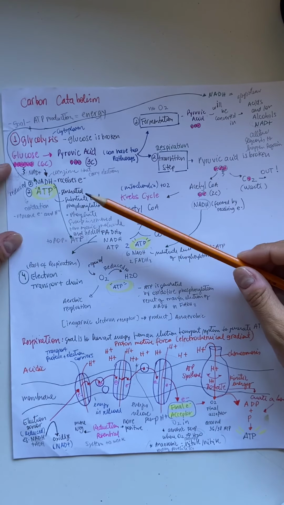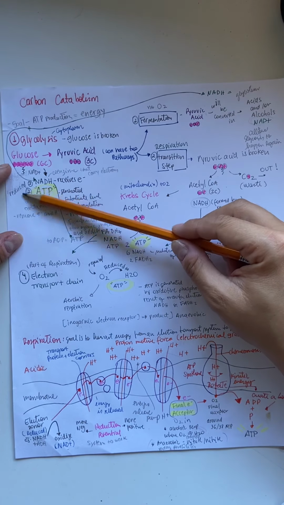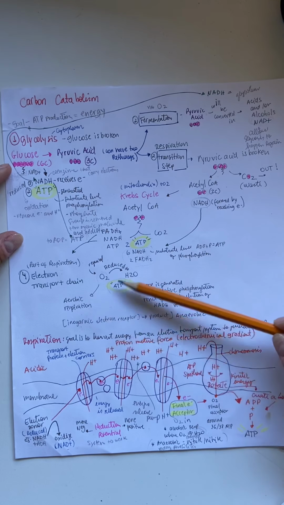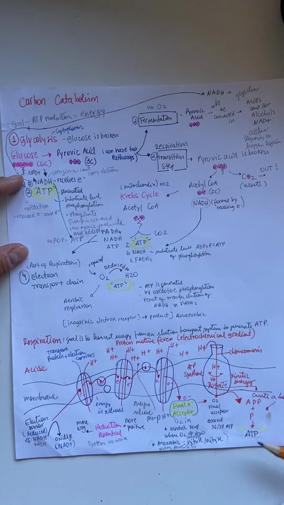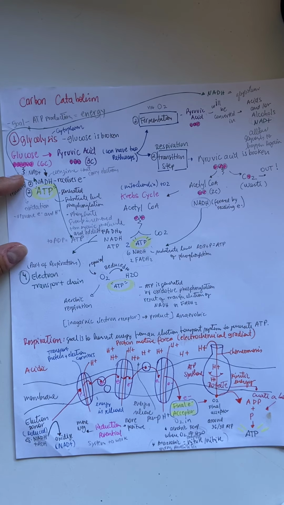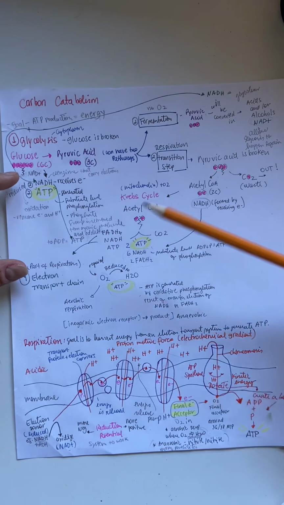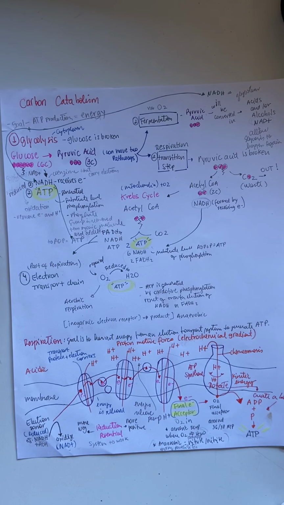Since from the beginning of the process we have 2 ATPs, more ATP here, and more ATP here, this is the step that forms the most ATP, which could be between 36 and 38 ATP produced through this whole process of carbon catabolism.